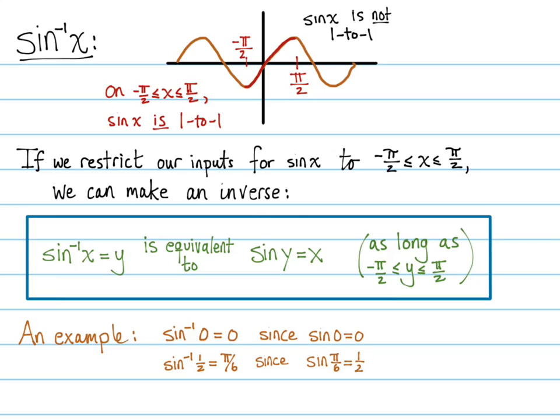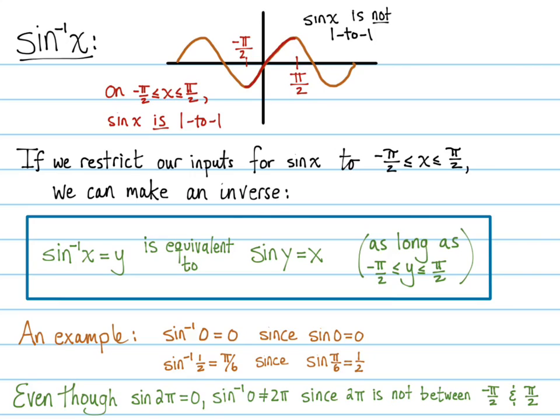Why? Because sine of 0 is 0. And sine inverse of 1/2 is pi over 6. Why? Because sine of pi over 6 is a half. Even though sine of 2 pi is 0, sine inverse of 0 isn't 2 pi. Remember, we've restricted the possible answers, right? They have to be between negative pi over 2 and pi over 2. And so when we try to take arcsine of 0, we only get 0, not any of the other ones that would give us 0.